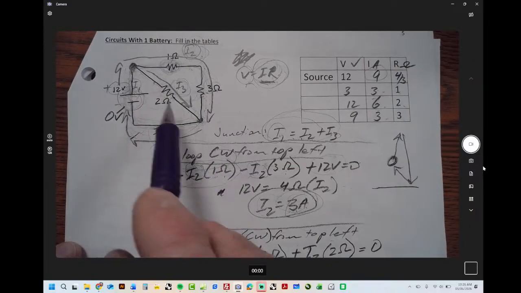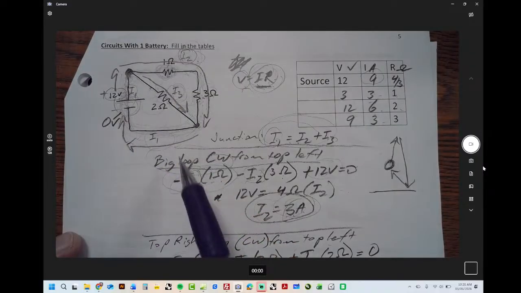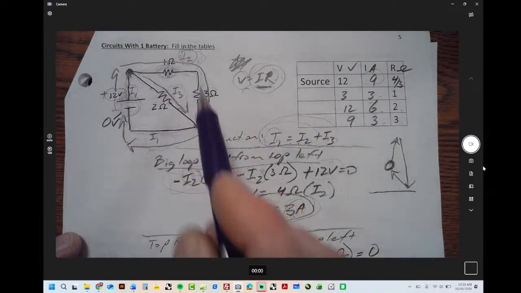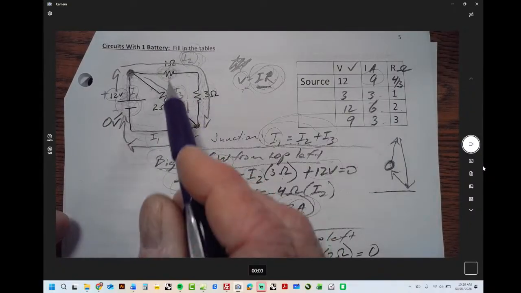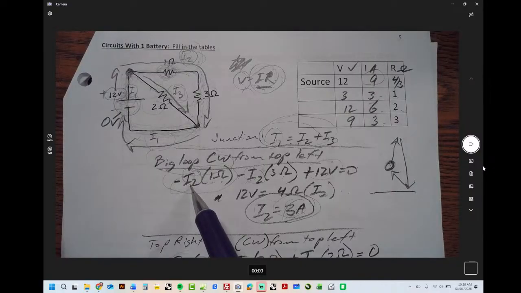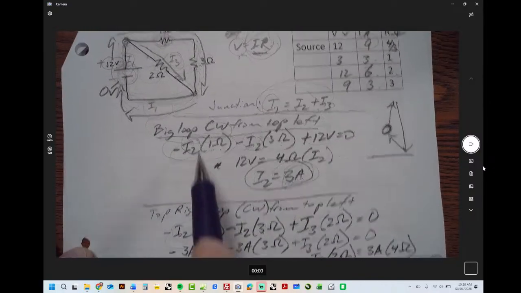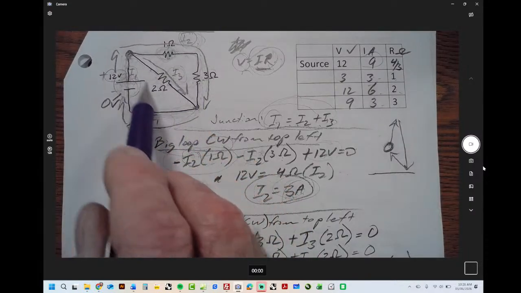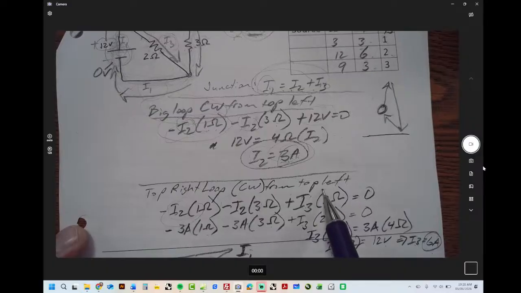And then, how many more loops do I have in this circuit? I did the big one. I could do 2 more. There's this little one, and this little one. So I could get 4 equations here. I don't really need 4 equations because I've only got 3 unknowns. So I decided to do the top right loop. You probably could have done the top left loop. So I did this one. And I started from the top left.